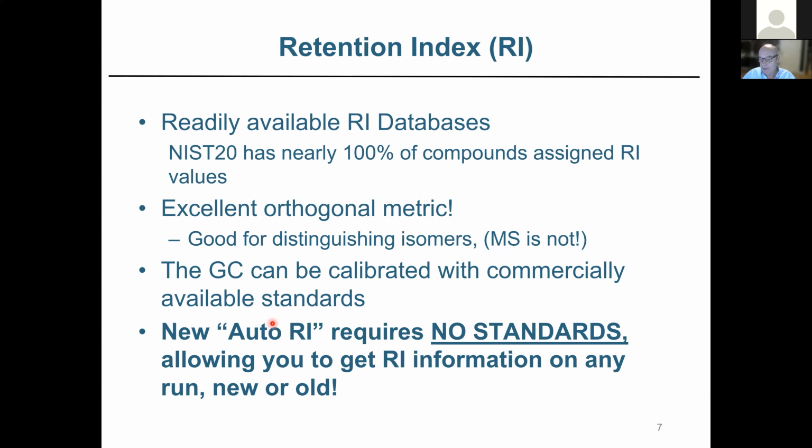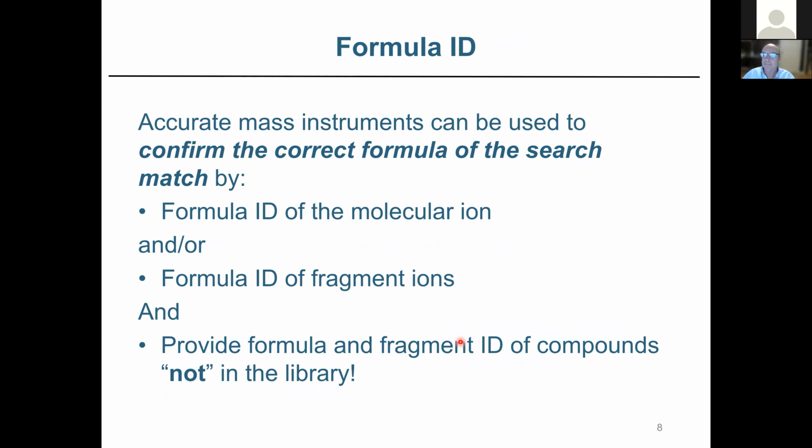And we thought about this, and we've actually come up with a very unique new algorithm, which we call Auto-RI. It's a way to get retention index from the sample data itself. So it doesn't require standards, and it allows you to get the retention index information on any data, even if you've never run a standard. It can be an old run that you did 10 years ago, or it can be a run that you ran in the lab yesterday. So it's pretty exciting, and we're going to talk about how that works as we move along.